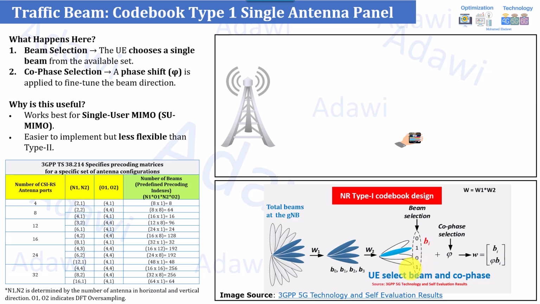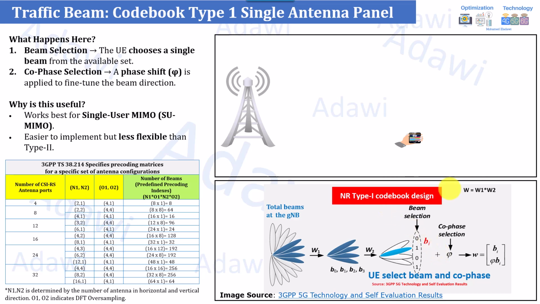So the user now will need to select one beam only, in codebook type 1. The user needs to select only a single beam out of those 4, and needs to tell the network which beam is the best for him. For example, here I selected this one, and he also needs to tell the network what co-phase he would like the network to steer the beam towards, like, for example, what is his direction. So the user needs to select the beam and the co-phase, which are referred to here as VI and alpha.